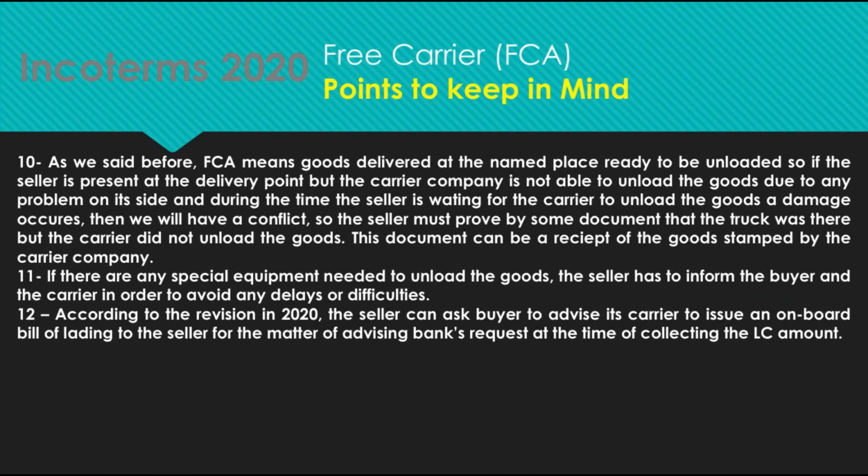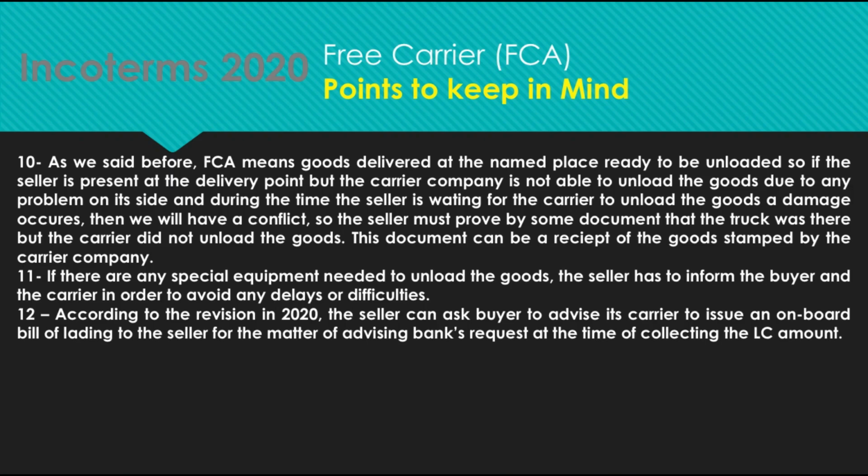10. As we said before, FCA means goods delivered at the named place ready to be unloaded. So if the seller is present at the delivery point but the carrier company is not able to unload the goods due to any problem on its side, and while the seller is waiting for the carrier to unload the goods a damage occurs, then we will have a conflict. So the seller must prove by some document that the truck was there but the carrier did not unload the goods. This document can be a receipt of the goods stamped by the carrier company.